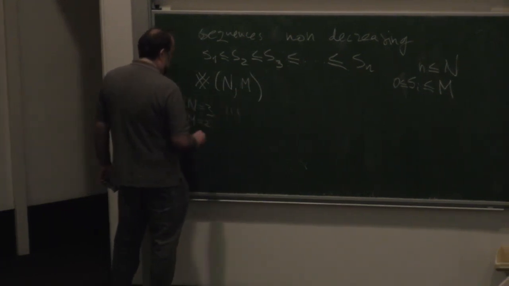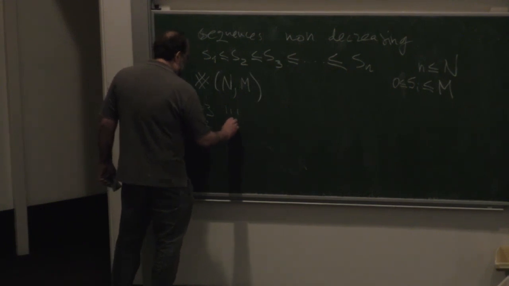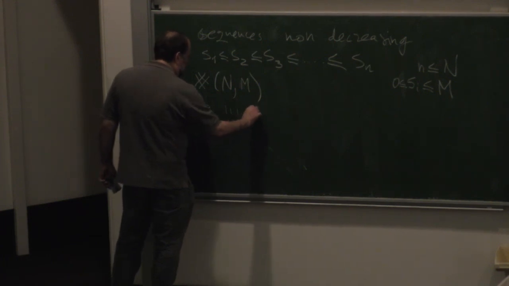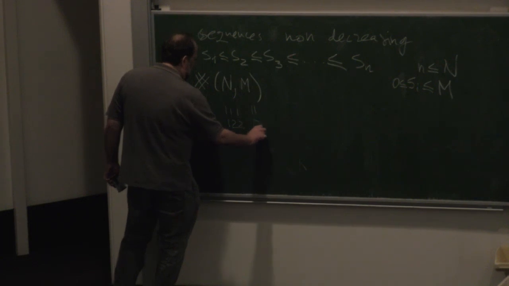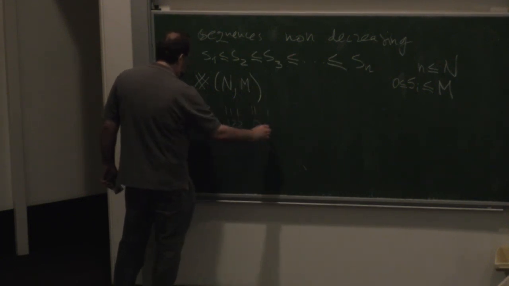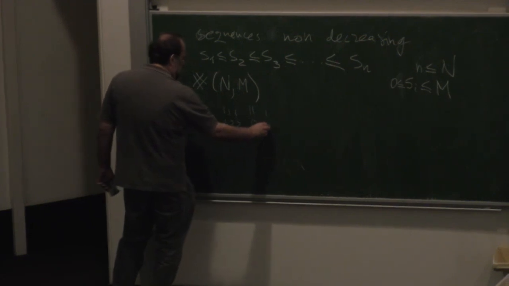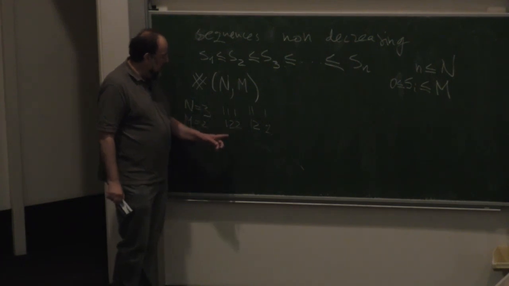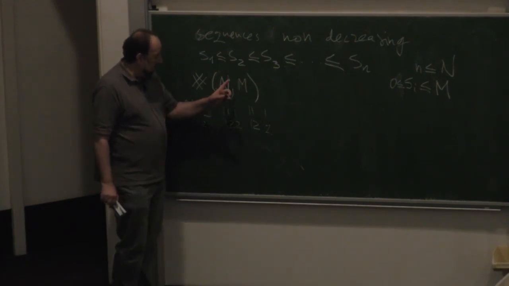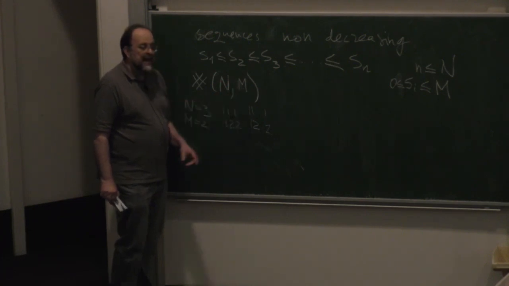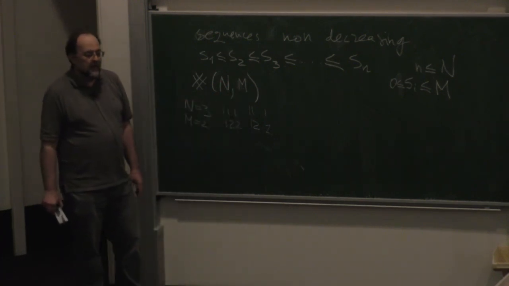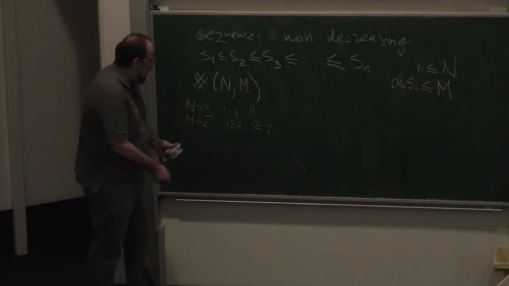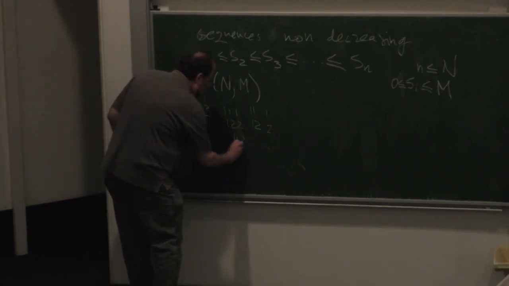1, 1, 1, that would be 1. Then 1, 1, 2, and then you will have shorter ones, 1, 1, you would have 1, 2, and then of length one you would have just 1 and 2. So how would you count the total number? Non-decreasing of length at most n, and largest element is at most m. Yeah, 1, 1, 2, sure.